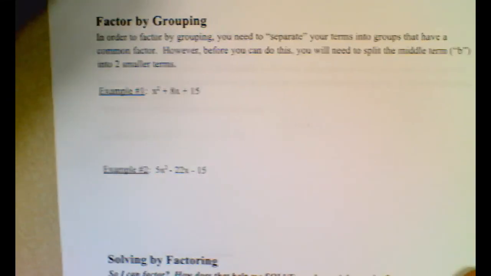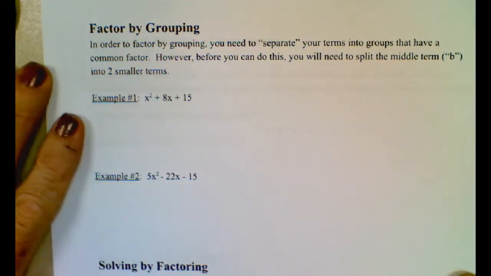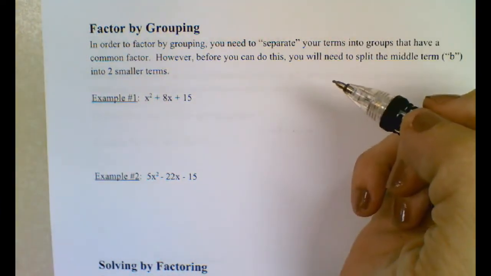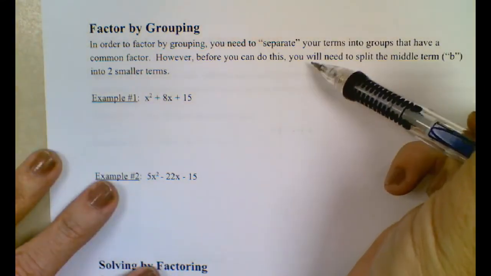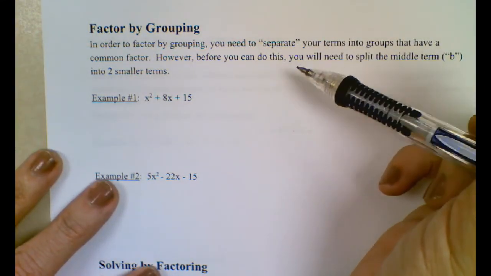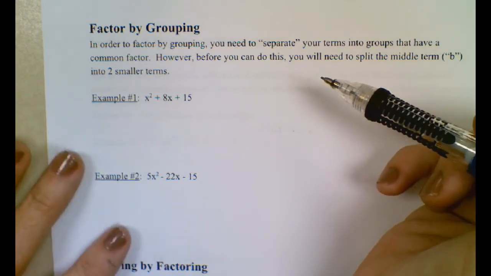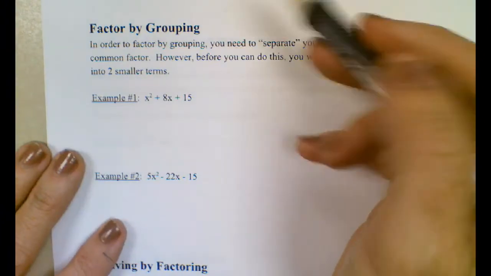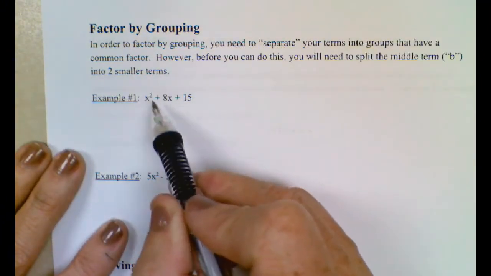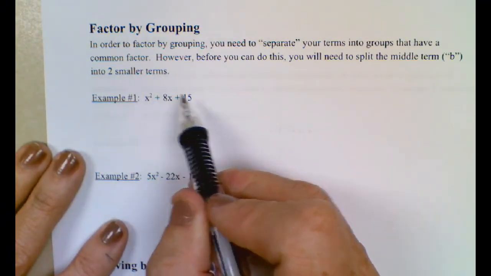Okay, factor by grouping. So this is not something I use a whole lot, but some really understand how to do factor by grouping, and it has some good uses. So I am going to go ahead and teach it to you. In order to factor by grouping, you actually need to separate your terms into groups that have a common factor. So before you can do that, the middle term is the one that's going to cause you issue. If I just look at that, I don't see anything in common between any of those terms.